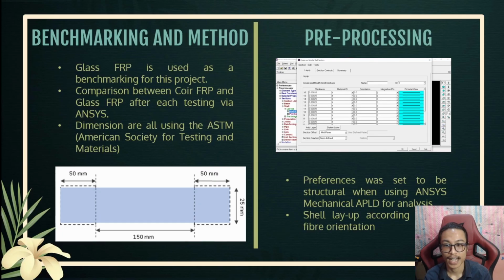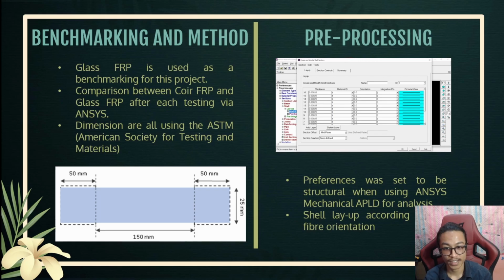Benchmarking and method. Glass FRP is used as a benchmark for this project. Their deformation was used to compare the mechanical properties of coir FRP after each testing. Ansys APDL will assist in doing the modeling and simulation on the composite. Dimensions are all using the American Society for Testing and Materials standards.